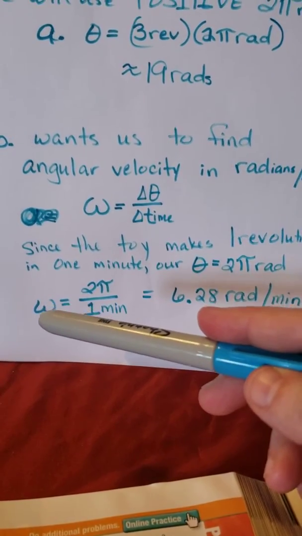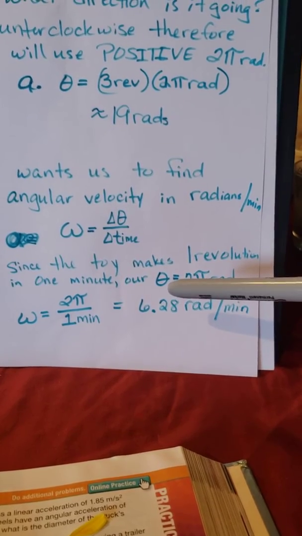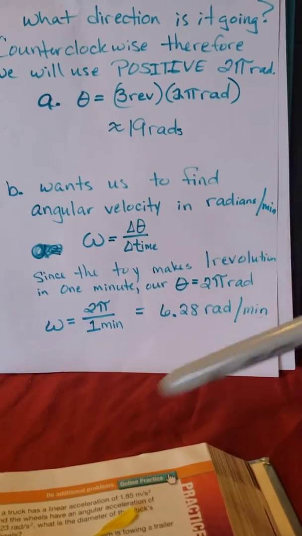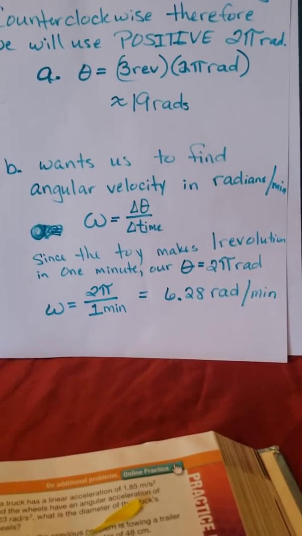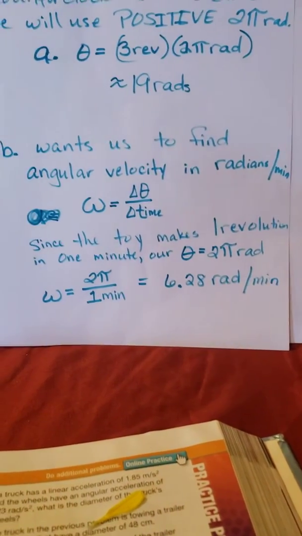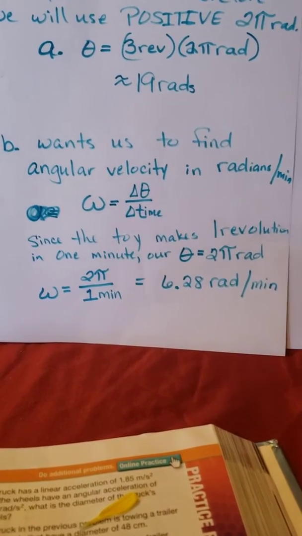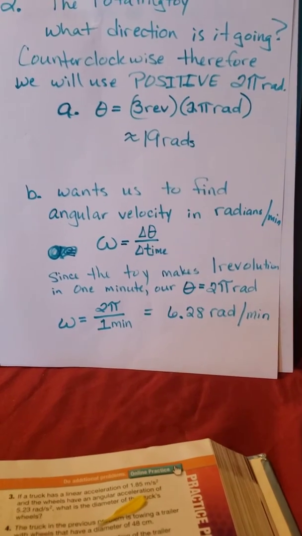So let's solve this. Since our displacement is 2 pi radians over 1 minute, that's all you do is 2 times pi divided by 1. And this will give you an angular velocity of 6.28 radians per minute.